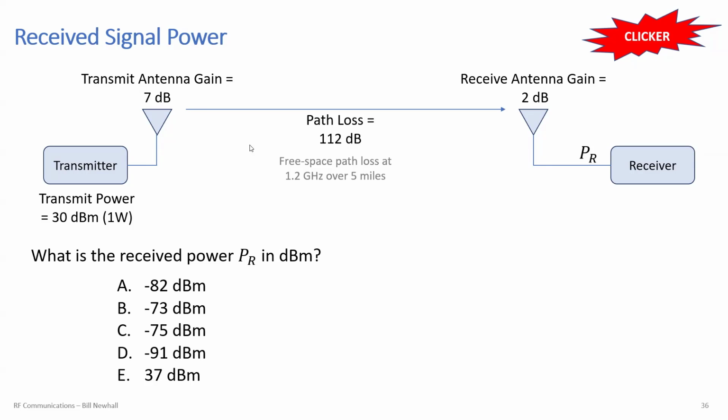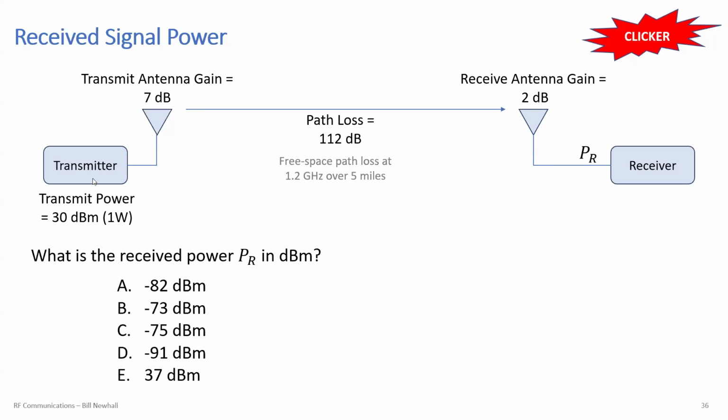You have 112 dB path loss. We calculated that. That's given to you for this frequency over this distance. And you have a receive antenna gain. This might be a reasonable estimate for a handheld antenna. Maybe closer to 0 dB would be good.